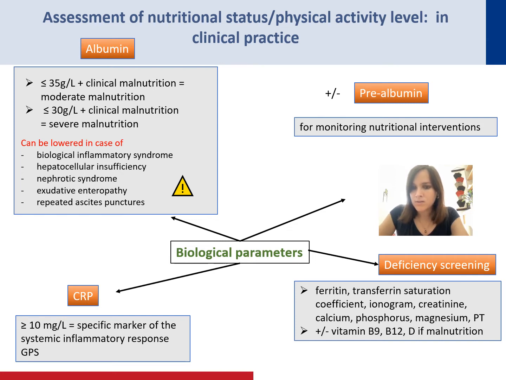For the deficiency screening, it is recommended to dose systematically ferritin, transferrin, saturation coefficients, ionogram, creatinine, calcium, phosphor, magnesium, and prothrombin. And finally, the plasma level of prealbumin is useful mainly for monitoring nutritional intervention.